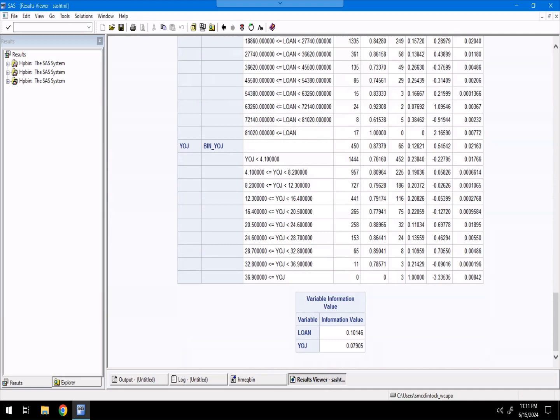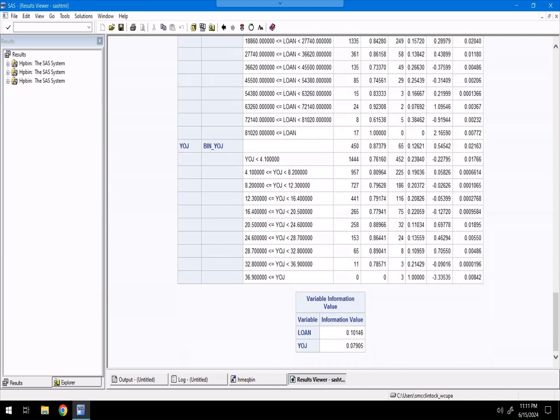And then finally, I get an output of the information value based on these sets of bins. I forget exactly what that criteria was, but I think this fell into weak predictive power. Anything between 0.01 and 0.10 was, I think, weak predictive power. But also keep in mind, these are demonstrably bad bins.